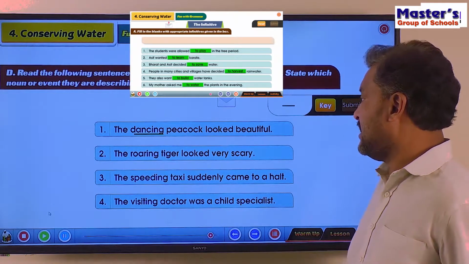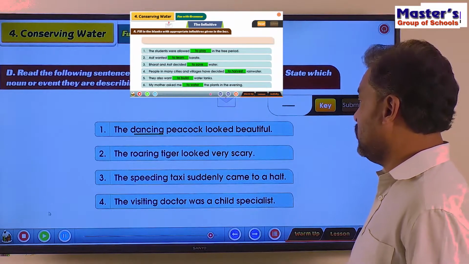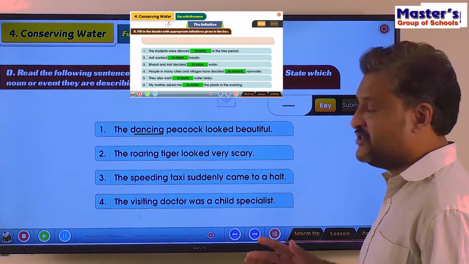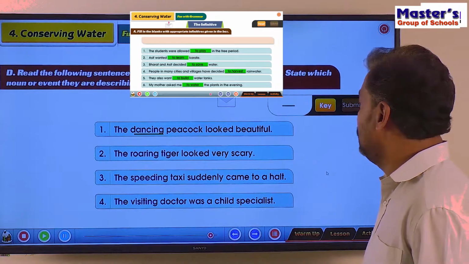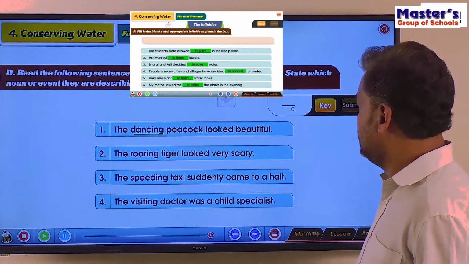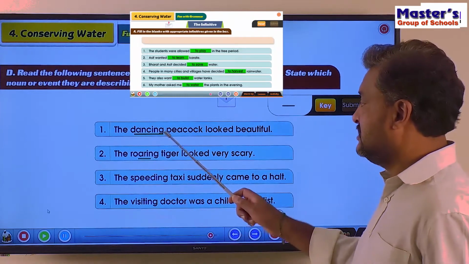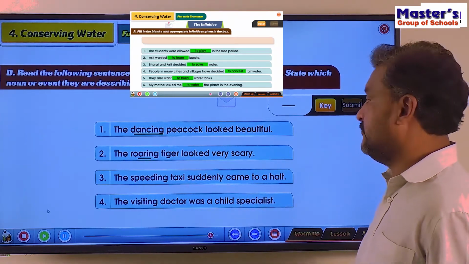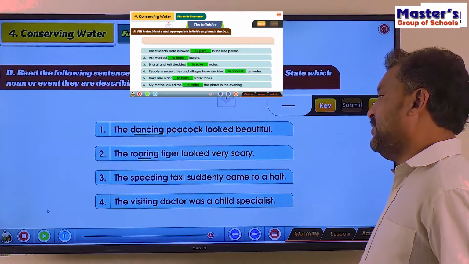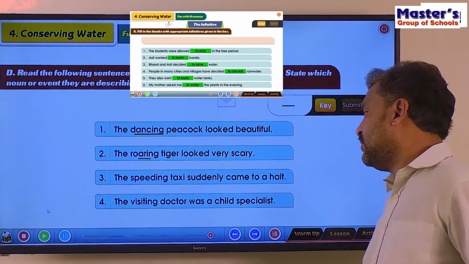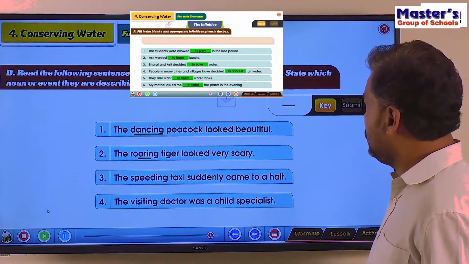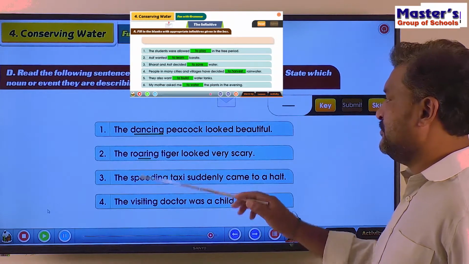In the second one, the roaring tiger looked very scary. A roaring tiger. Yes, the roaring tiger looked scary. So, which one is the present participle in that? Roaring, isn't it? And that is describing the noun tiger. Okay. Third one, the speeding taxi suddenly came to a halt. So, what is the present participle in that? Speeding.